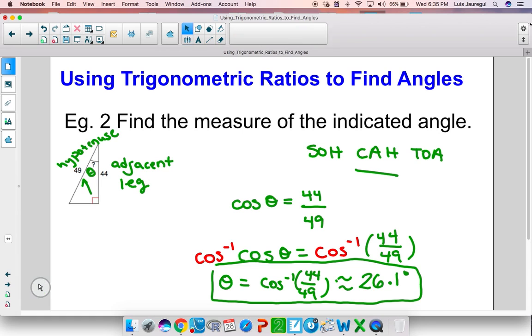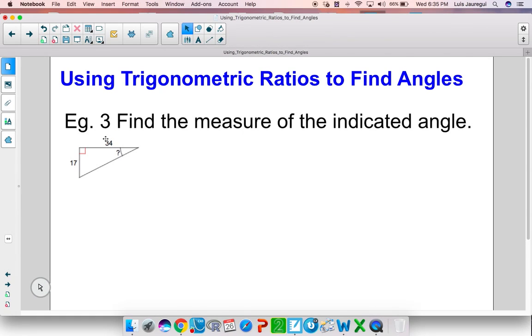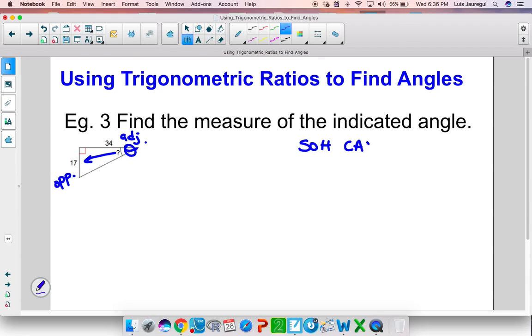So let's take a look at one last example here. Example 3. Find the measure of the indicated angle. Okay, so here's my angle. Again, one more time, I'm going to call this theta. Based on this one, I can label the parts. I have the opposite leg here. Then I have the adjacent leg as well. And I can find the trigonometric ratio that will use both the adjacent and opposite legs. So based on the basic three trigonometric ratios, I know that this will be a case for tangent.